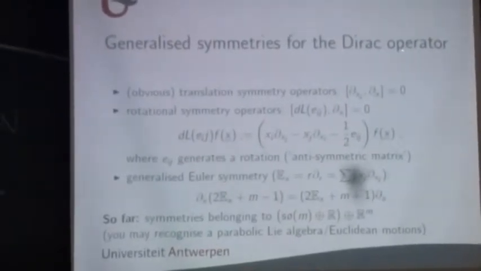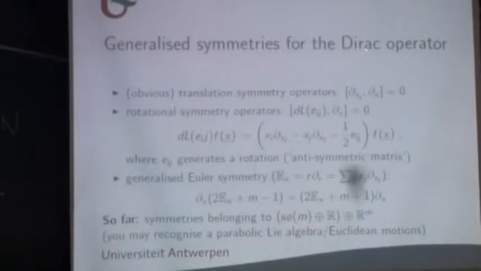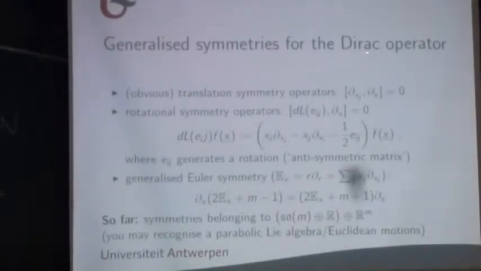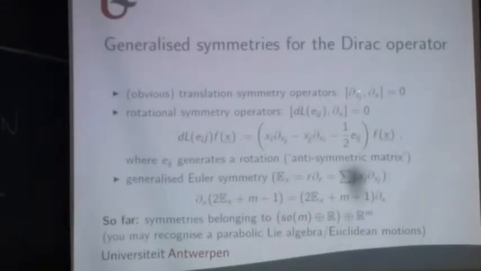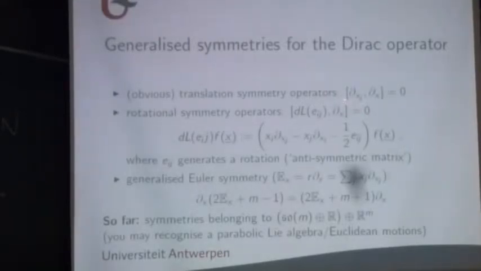So I am asking the question, which delta 1 and delta 2 can I invent that preserve the kernel of the Dirac operator? First of all, it's very easy to see that the translation symmetry operators are symmetries. So translation, as you know from the Taylor series, is generated by a partial derivative. Now obviously these two things commute. So by definition, a partial derivative maps a solution to a solution. So it's a symmetry.